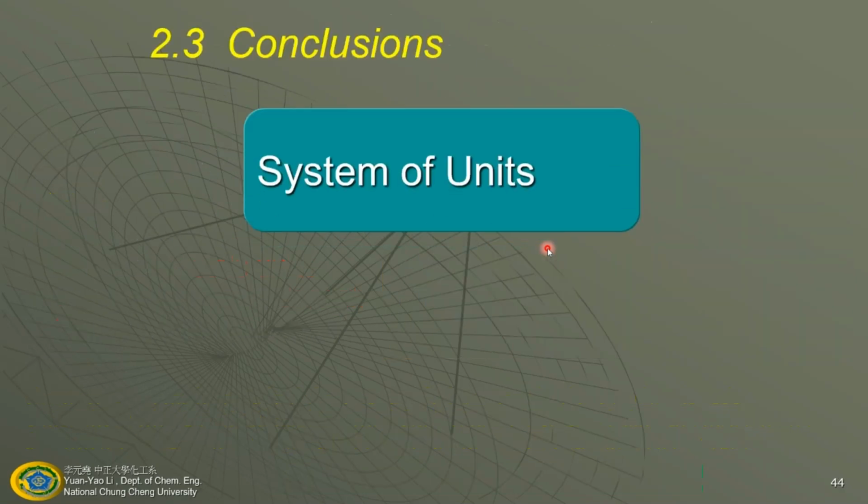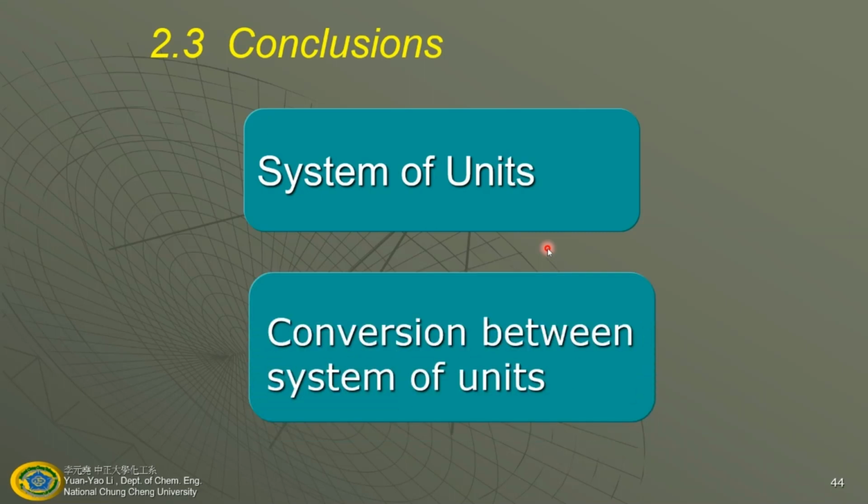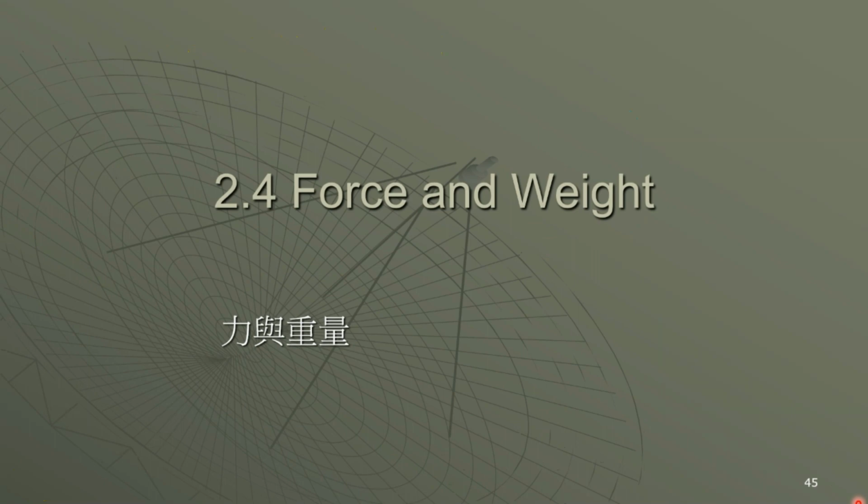Right, so the conclusion of section 2.3 is systems of units. You need to know there are 3, right? And the conversion between the systems of units. So now let's move to section 2.4, force and weight.